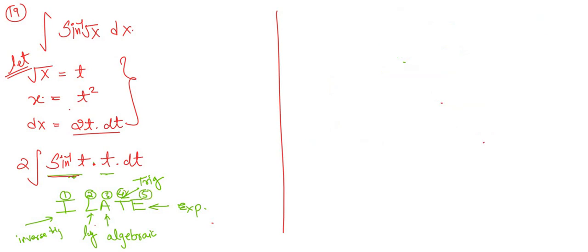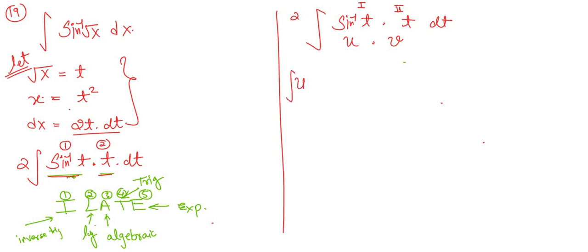So here this is inverse and this is algebra. So inverse will be given first priority and algebra will come later. So let me write down. This is something like this into t dt. So this is the first and this is the second function. So this is called u and this is v. And what is the u into v formula in integration?